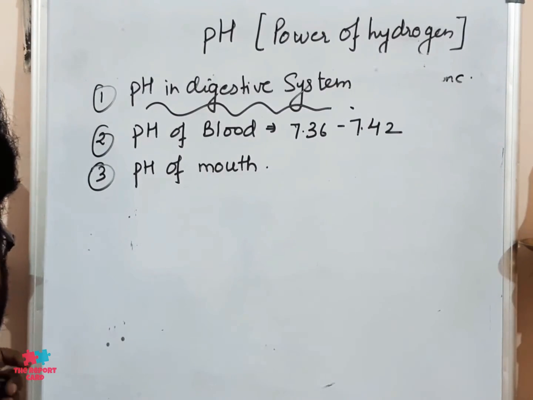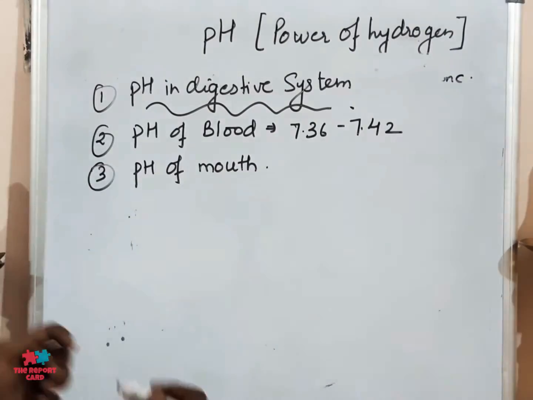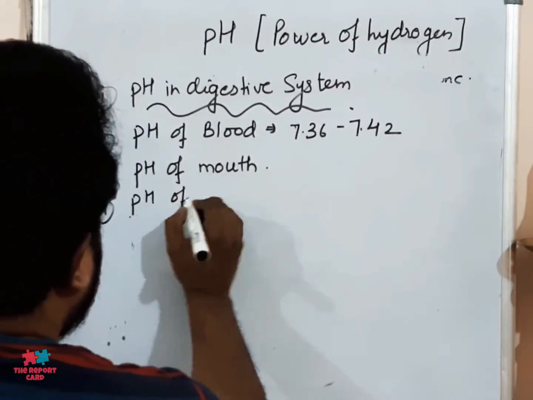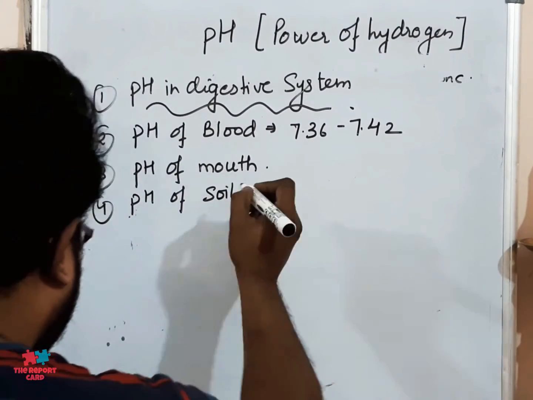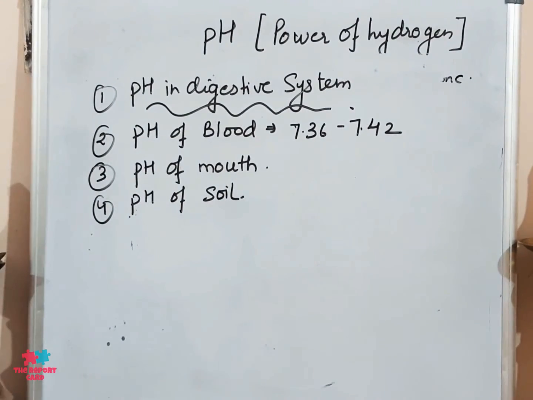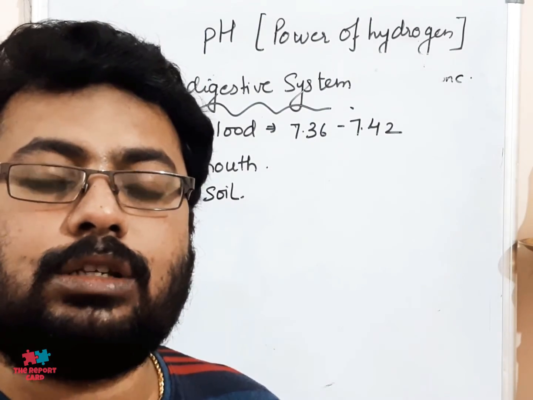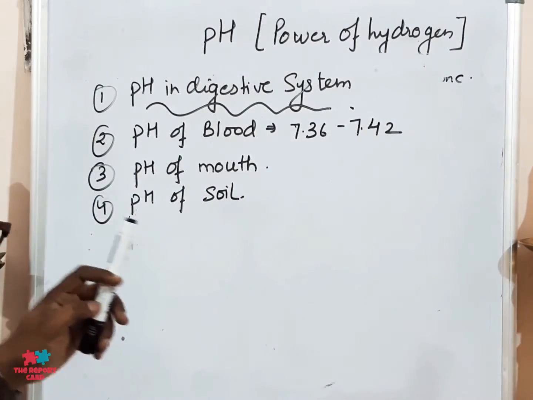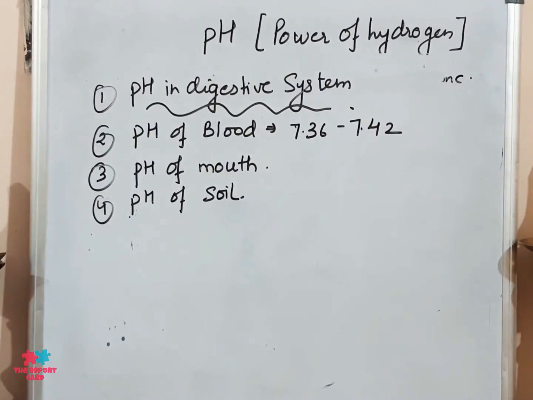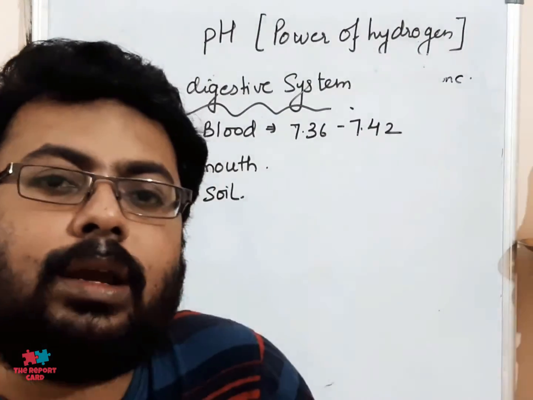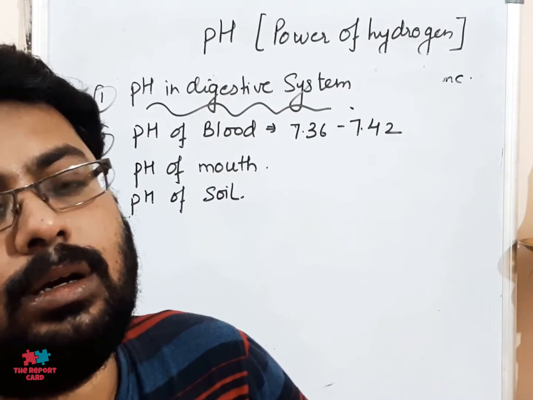Similarly, the pH of soil is also of great importance. There are certain plants which grow in acidic soil, and certain plants which grow in basic soil. When the soil is too acidic, lime is added. Farmers add lime to the soil when it is quite acidic, and when it is too basic, organic manure is added to the soil.